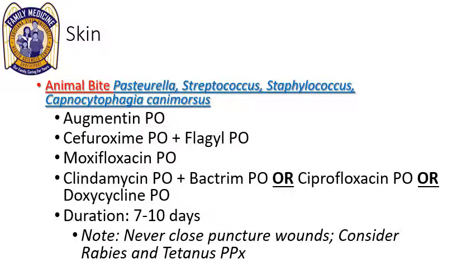Skin. Animal bites. Dogs and cats with Pasteurella, cats more likely, and then Capnocytophaga canimorsus with our dogs. And then you obviously have strep and staph. You can use Augmentin for most of these wounds.